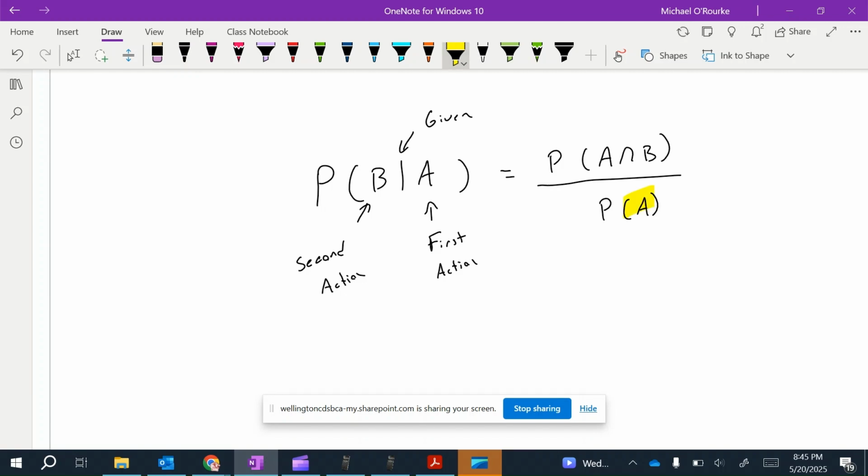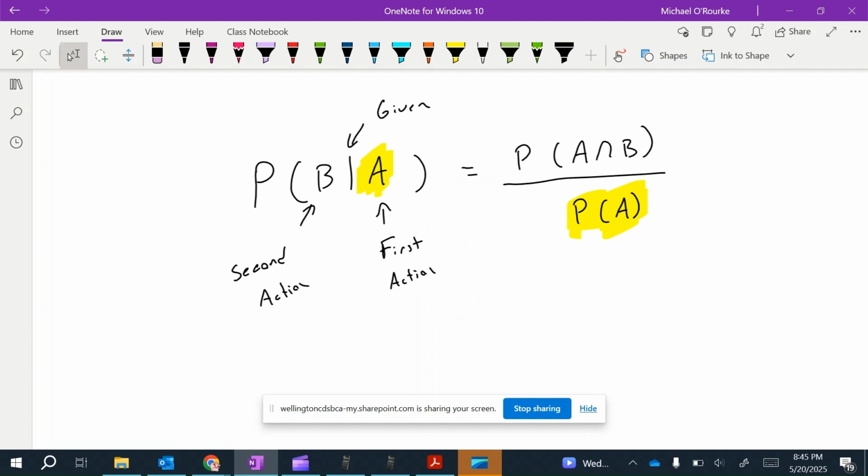And the big thing here is this here has to match this here. Whatever happens first is in this position here, that is what's on the bottom here. Those always have to match. So this is the given formula, and the way it reads is the probability of B given that A happened.